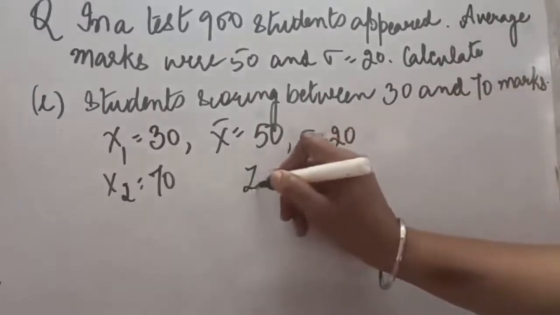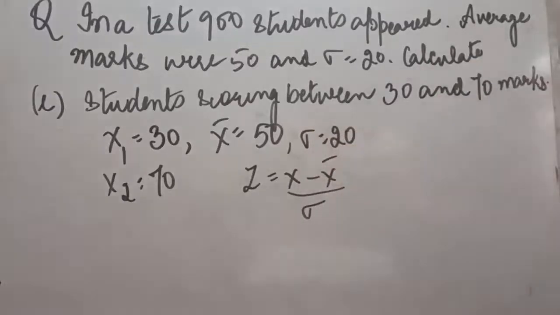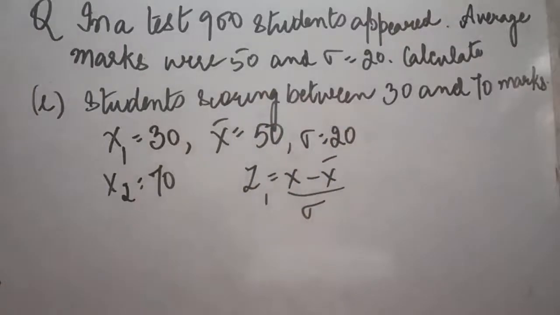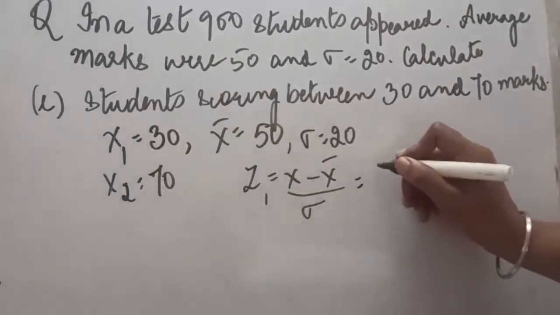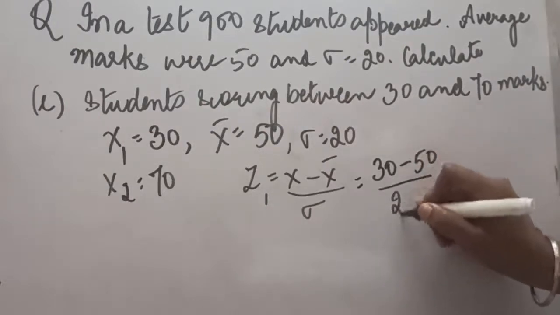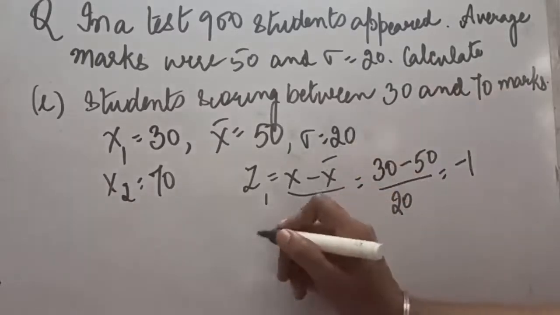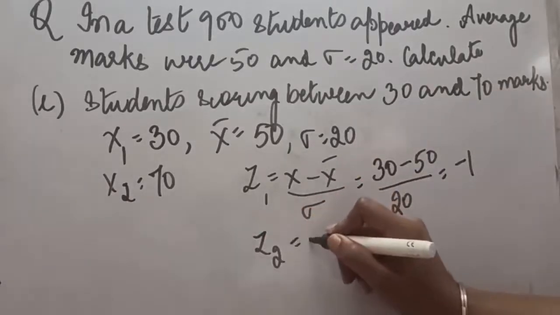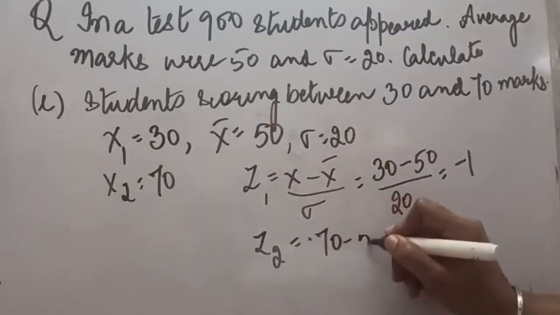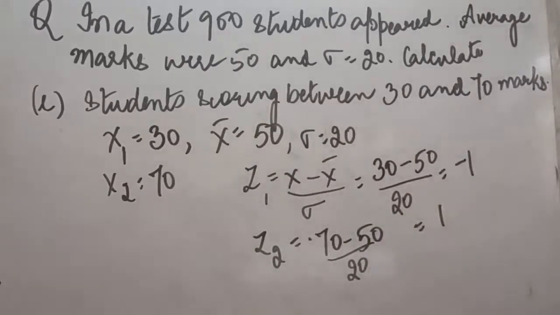So first of all we will apply the formula of z: x minus x mean upon standard deviation. We are calculating z1 as there are two values of x1 and x2. So first x is 30 minus mean is 50, standard deviation is 20. So our first answer will be minus 1. Now calculating the second z. Now second x is given 70. So it will be 70 minus 50 upon 20. So this comes out to be positive 1.